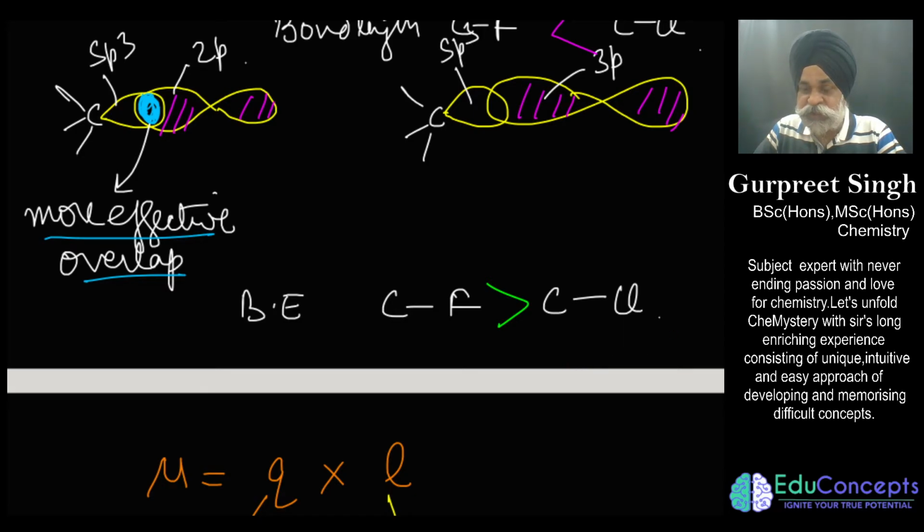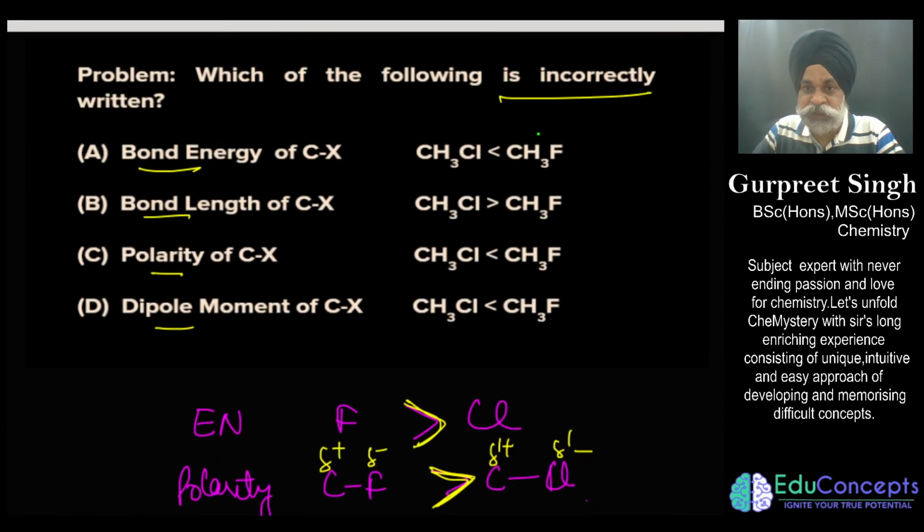Considering all these factors, it seems that the first three options are correct. These three are correct. Now, the more the polarity, the more would be the dipole moment, would be a very obvious thought. So it means that option D is also correct, but it is not correct.